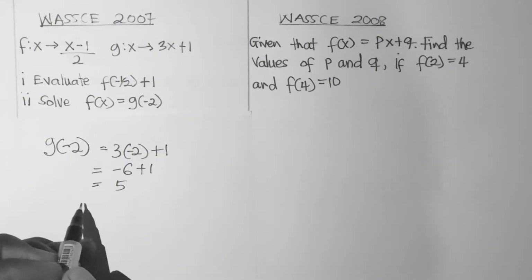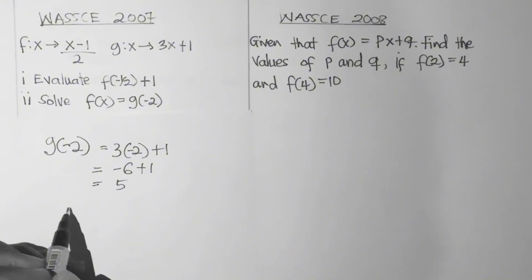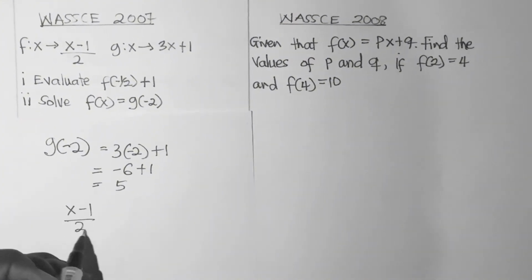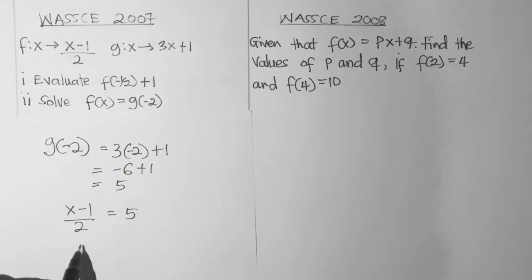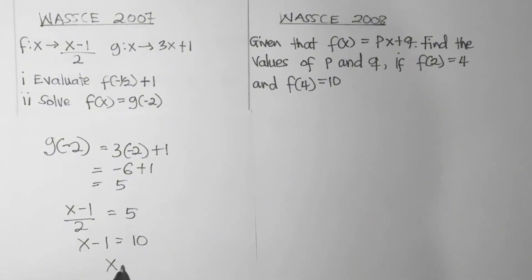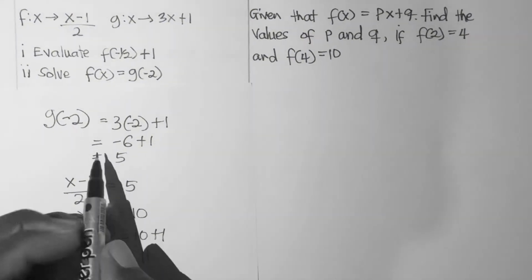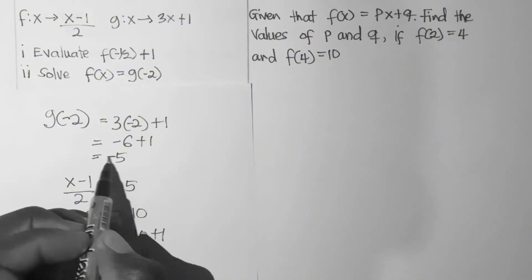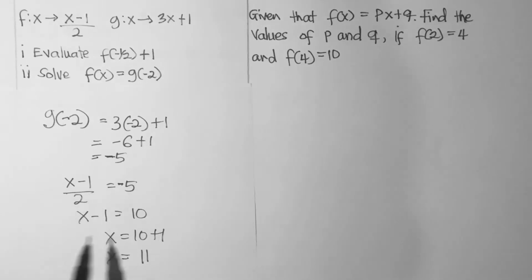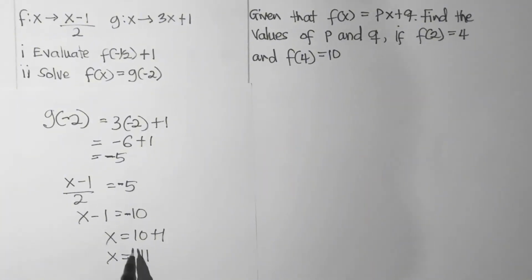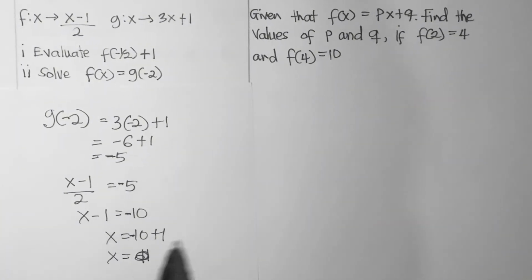So now, what he's trying to say is that (x minus 1) divided by 2 is equal to 5. So x minus 1 is equal to 2 times 5, which is 10. Therefore, x is equal to 10 plus 1. So x is equal to 11. Sorry, I made a mistake. Here is minus 5. And because here is minus 5, it's going to change the answer. So here is going to be minus 10 plus 1, which is minus 9.